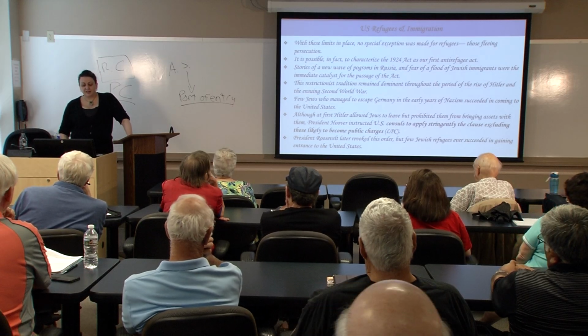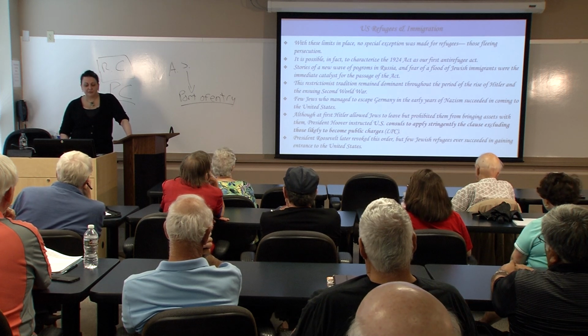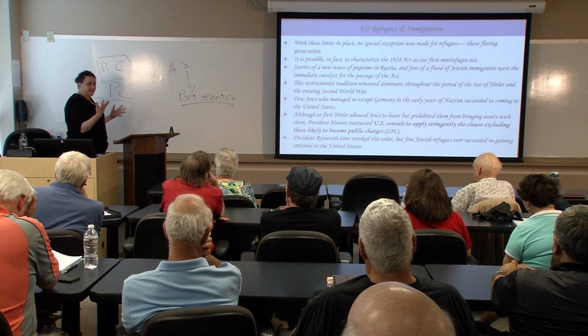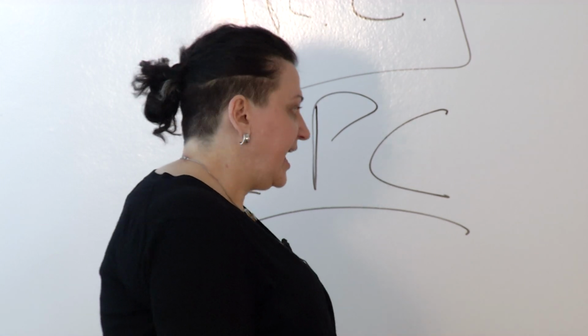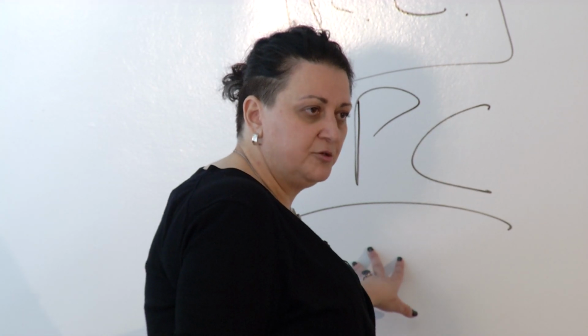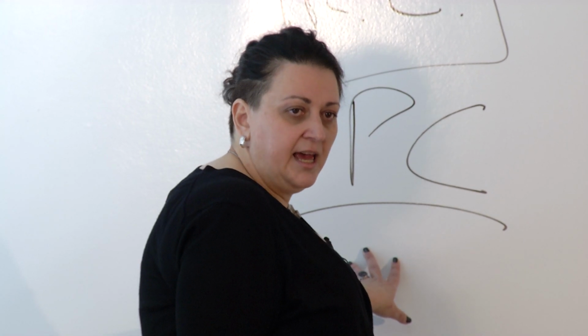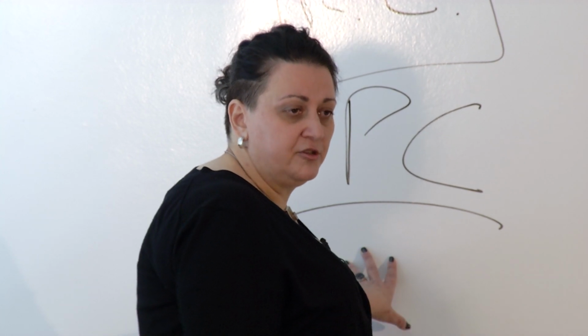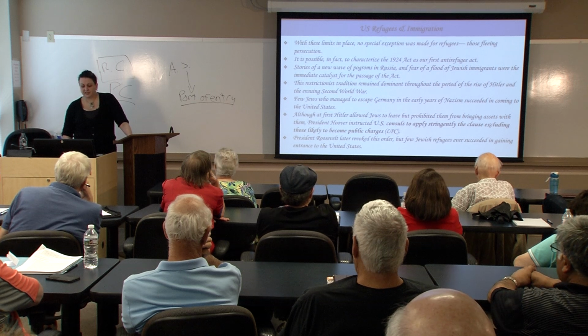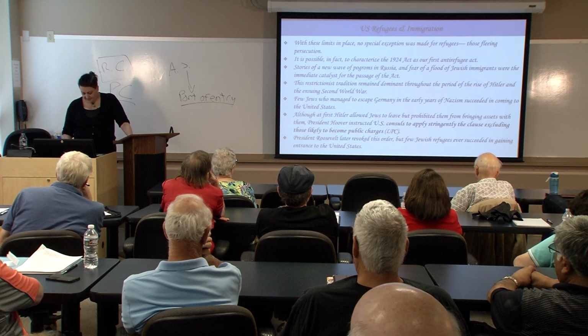Although at first Hitler allowed Jews to leave but prohibited them from bringing assets with them, President Hoover instructed U.S. consuls to apply stringently the clause excluding those likely to become public charges. And if you read what is happening in immigration, the changes in immigration law today, you will hear this a lot. There is a push now to go back to this definition of liability to become a public charge from the 1920s. It has already been written as a regulation. It hasn't been approved, but it's already been written. President Roosevelt later revoked this order, but few Jewish refugees ever succeeded in gaining entrance to the United States.